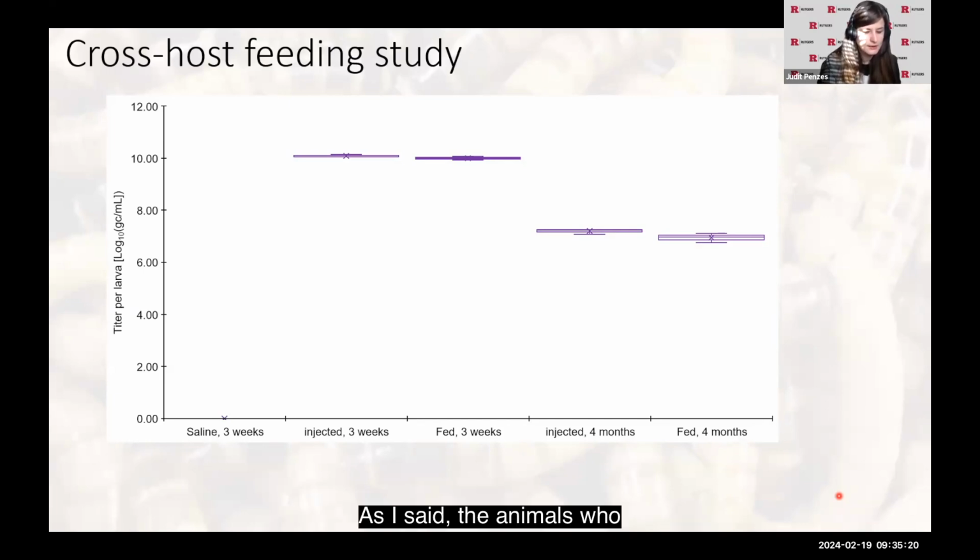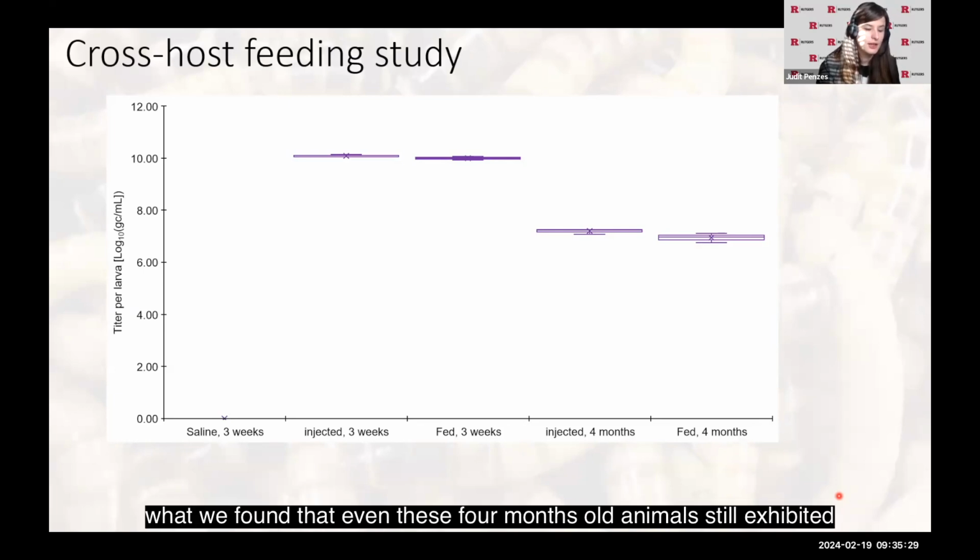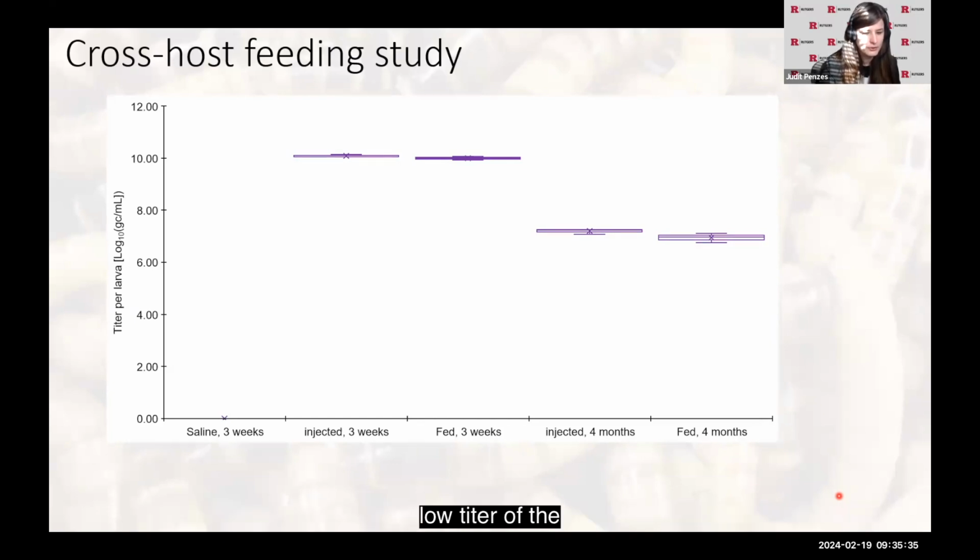As I said, the animals who survived the experiment survived for 4 months, so we kept on assessing the virus titer, and what we found is that even these 4-month-old animals still exhibited low titers of the mealworm strain of CMBWV.